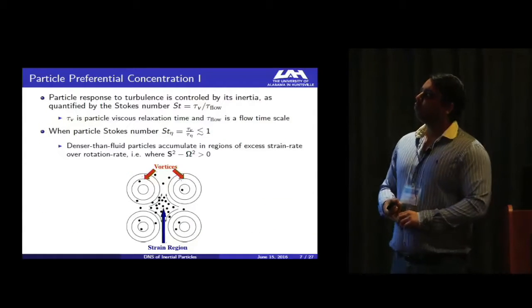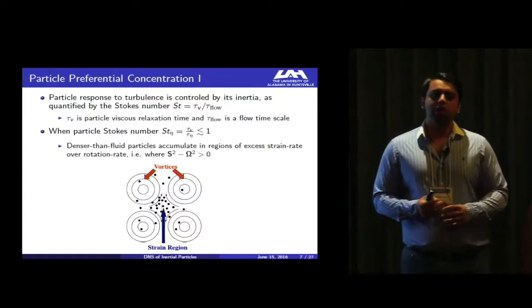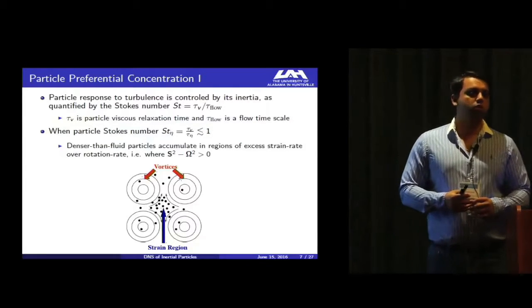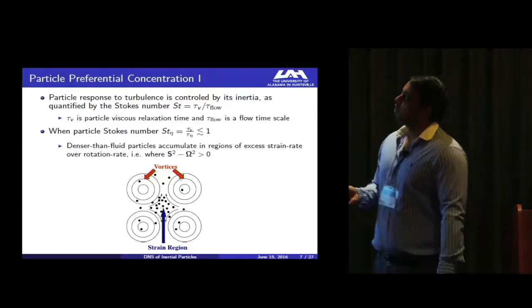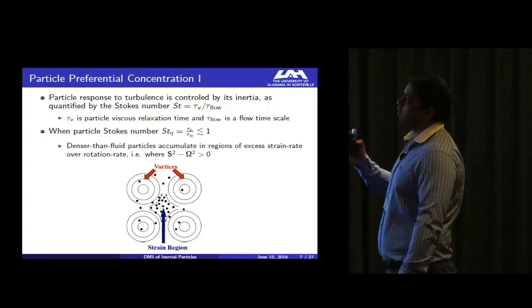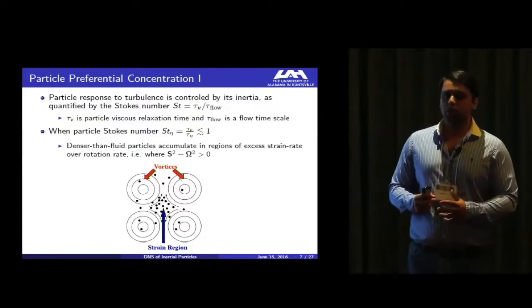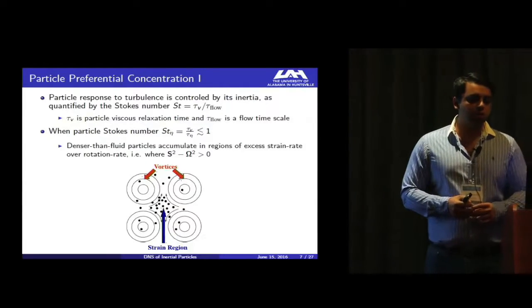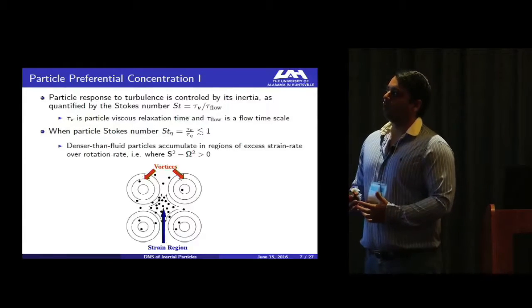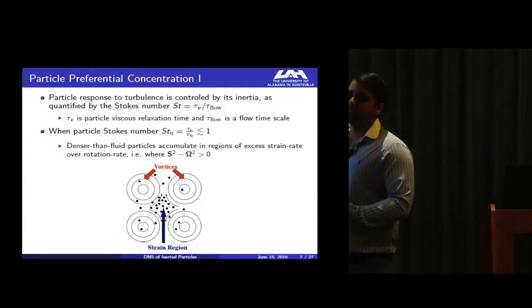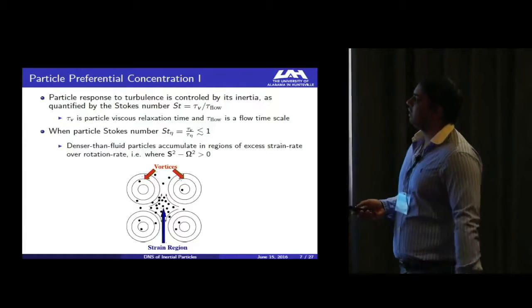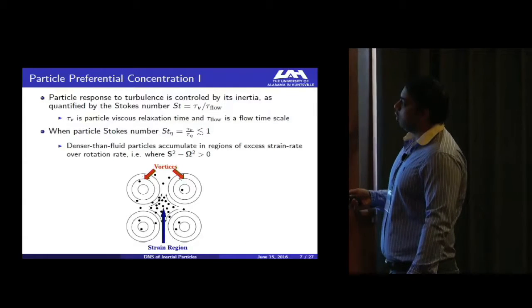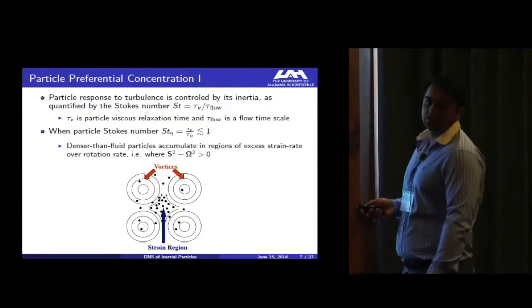Now let me describe particle preferential concentration. So particle response to turbulence is basically controlled by its inertia, and it is quantified by a non-dimensional number known as Stokes number, which is given by the ratio of particle viscous relaxation time to a flow time scale of interest. And it has been observed when the Stokes number is less than or of the order of 1, the inertial particles accumulate in the high strain region over the high vorticity region, which is shown by this diagram over here, where we can see the highly inertial particles are ejected out of the high vorticity region into high strain regions.